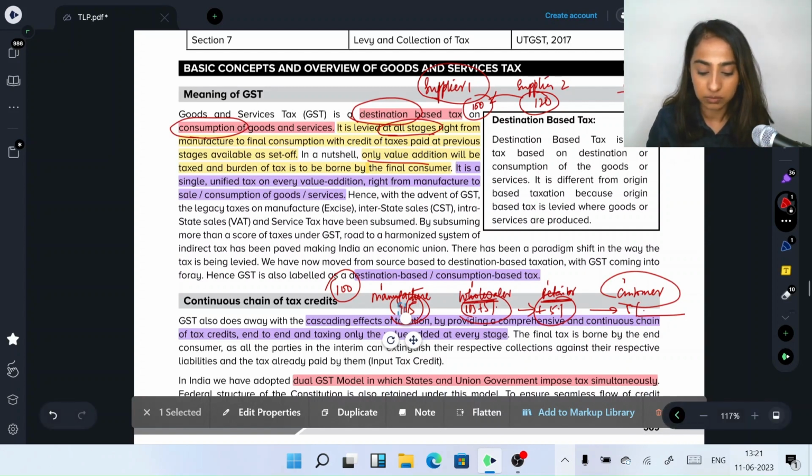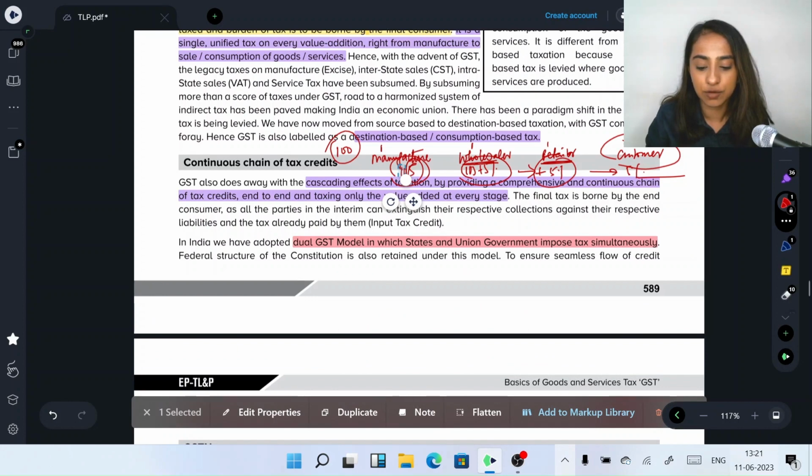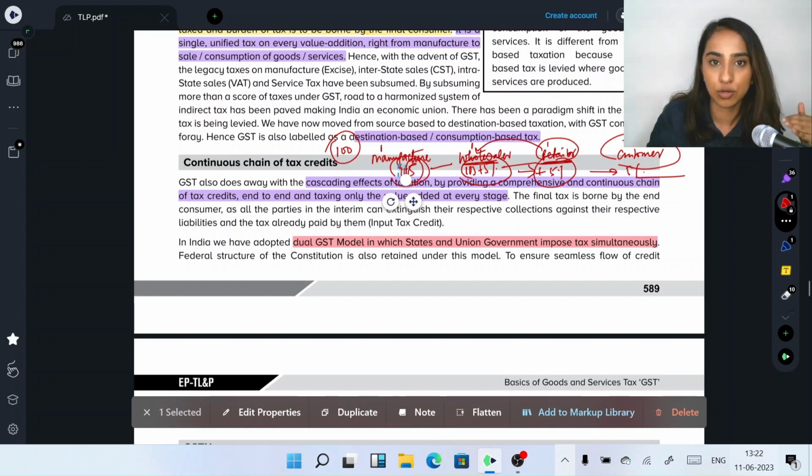Okay. Now, continuous chain of tax credits. Here, the wholesaler will take the credit, in the sense whatever GST he paid to the manufacturer, he is going to claim the credit. It means he is not going to bear the burden of paying GST. Again, this retailer, whatever he paid as GST to the wholesaler, he is going to take the credit and set it off against the output tax that he is going to pay.